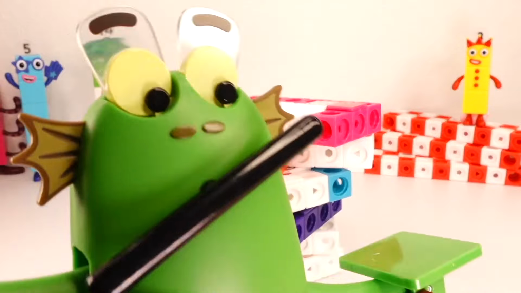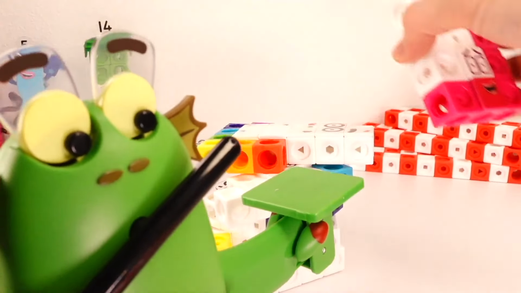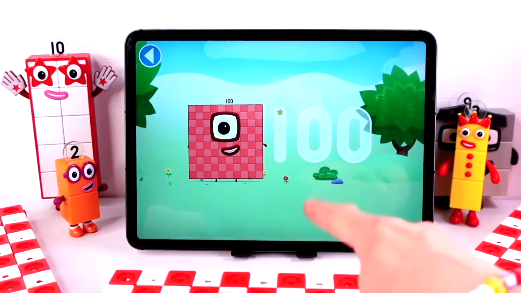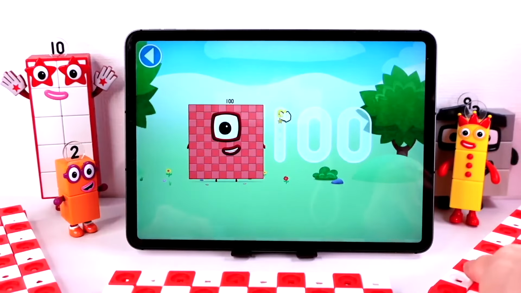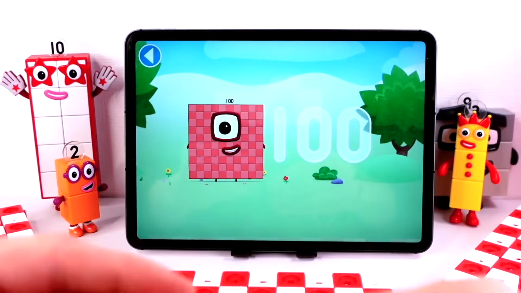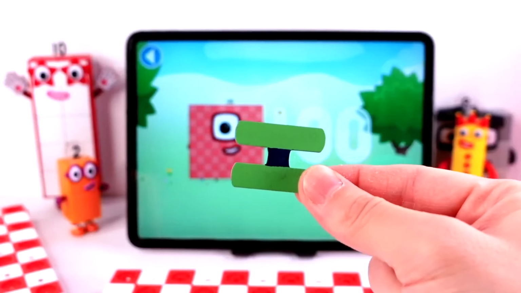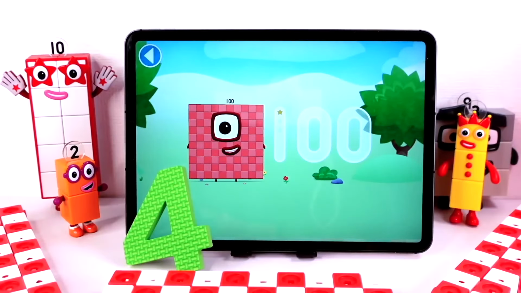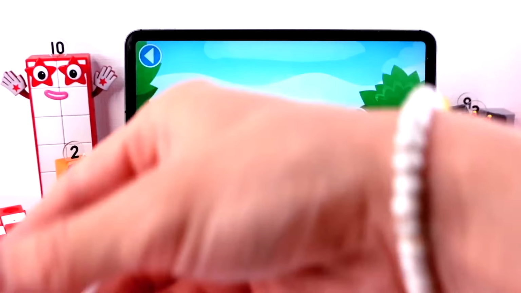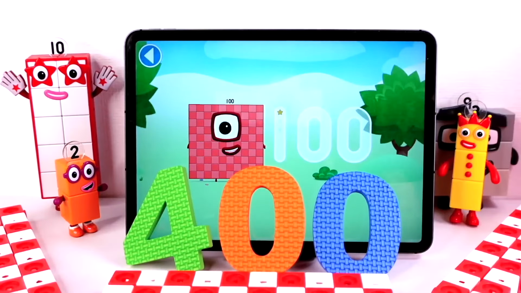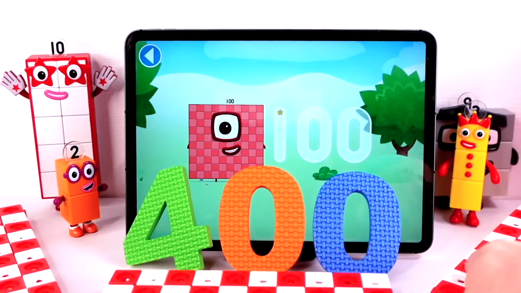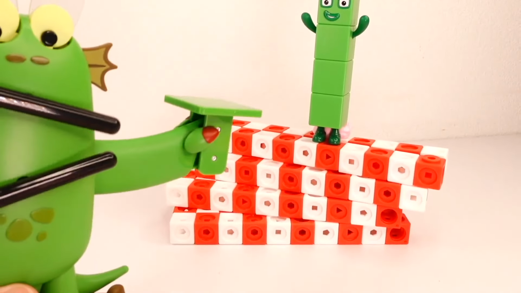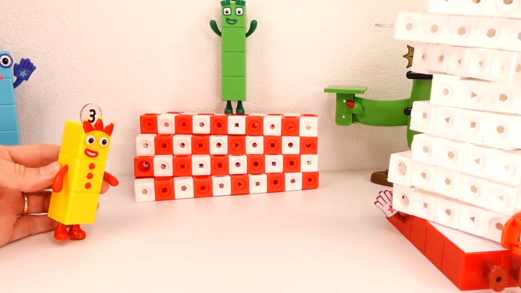Hello! And now we count next number block. 100 plus 100 plus 100 plus 100 equals big number block like this. Look, guys, we counting big number block, 400 number block. 1, 2, 3, 4. 400 number block. 400 number blocks. This 400.